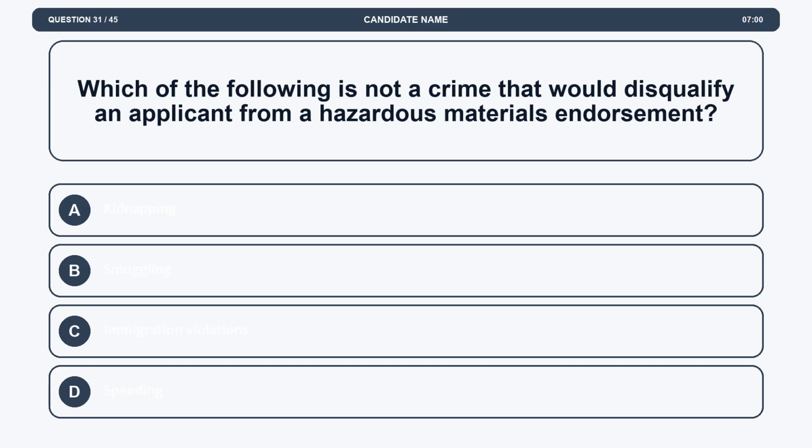Question 31. Which of the following is not a crime that would disqualify an applicant from a hazardous materials endorsement? Option A, kidnapping. Option B, smuggling. Option C, immigration violations. Option D, speeding.